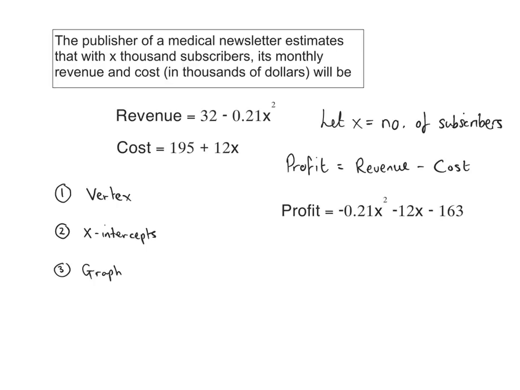Remembering that x cannot be a negative number here, because you can't have a negative number of subscribers, but you can have 0 subscribers, so the graph needs to have everything. And of course with things like negative 163, you're going to have to draw it to scale, and that would mean that you just have to condense everything up. So three things we're asking for: vertex, x-intercepts and graph.